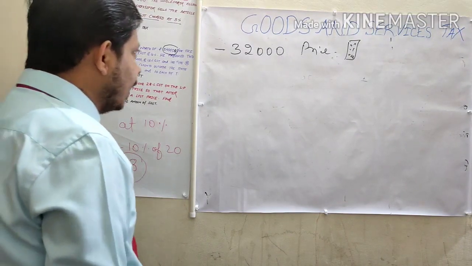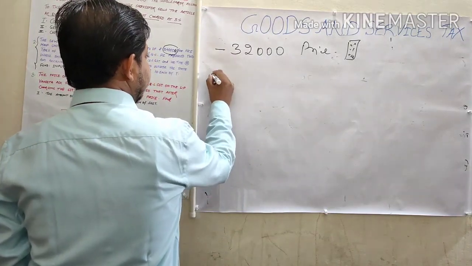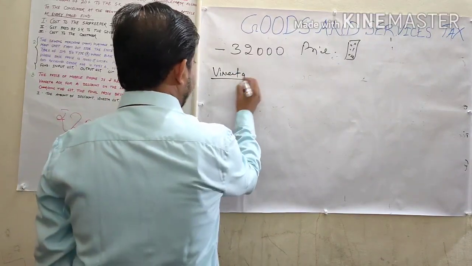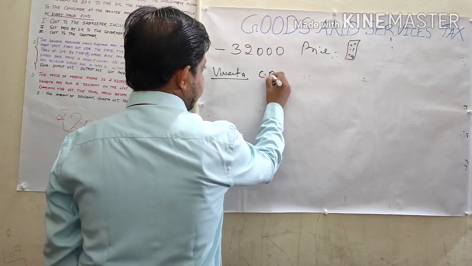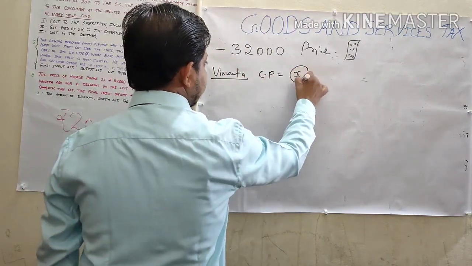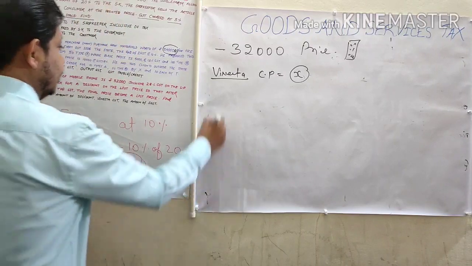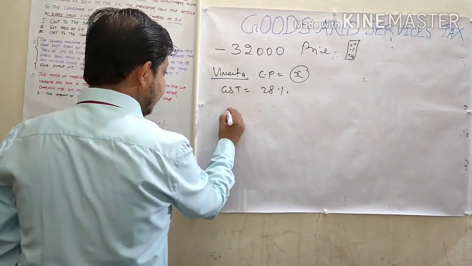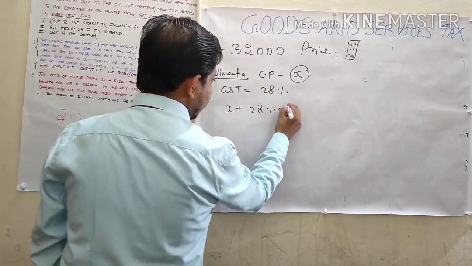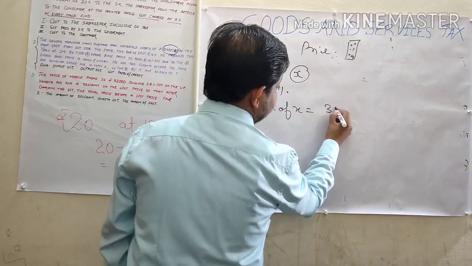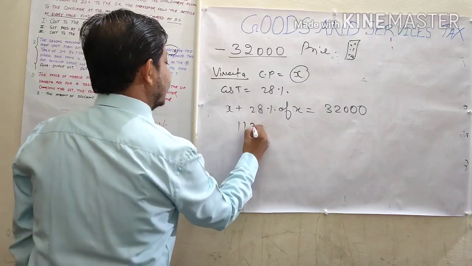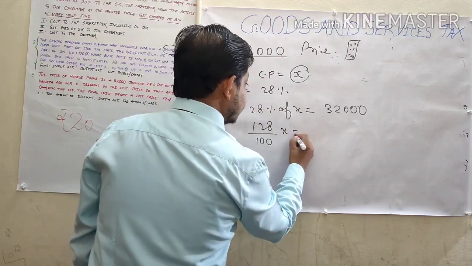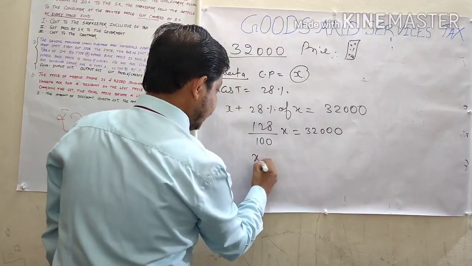So let cost price for Vinita be X. Vinita is going to pay X rupees for the mobile phone. So GST 28%. Now what is the condition? X plus 28% of X is equal to this. So this is 128 upon 100, X is equal to 32,000.